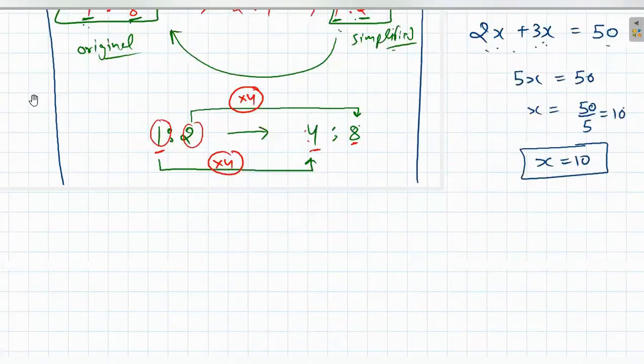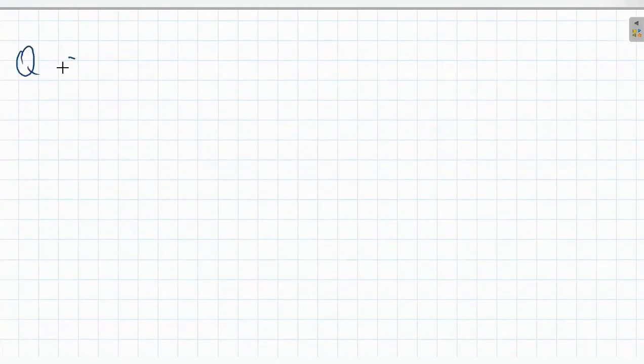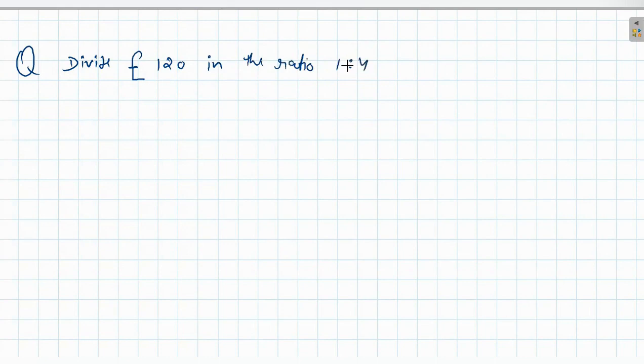Let's see if you got it or not. So the next question is they are asking: divide 120 in the ratio 1:4. 120 pounds. So you have to divide it in 1:4. So what will you get?